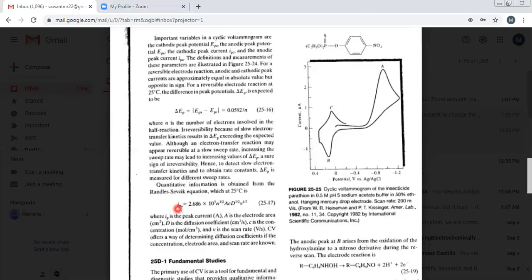So this is the equation we are using, and we are going to see one or two problems based on this equation. I hope you understood and followed everything as we discussed over here. We will see in the next lecture the cyclic voltammogram of the insecticide parathion. Okay, stop here.